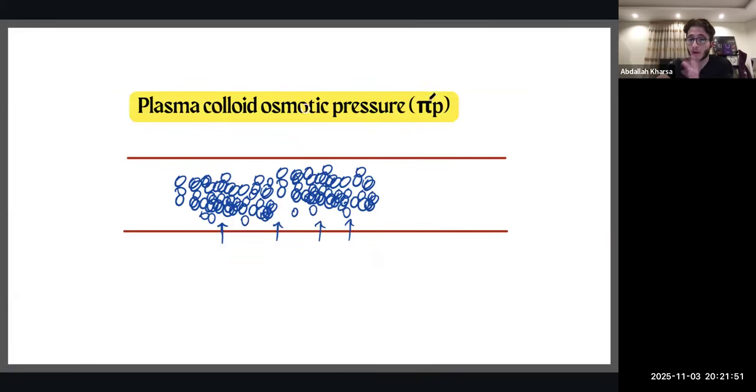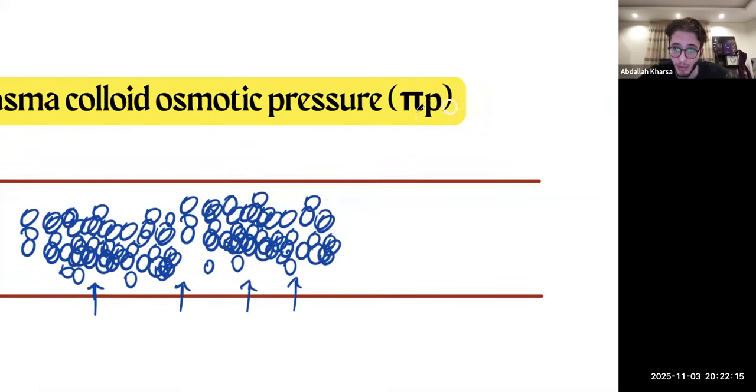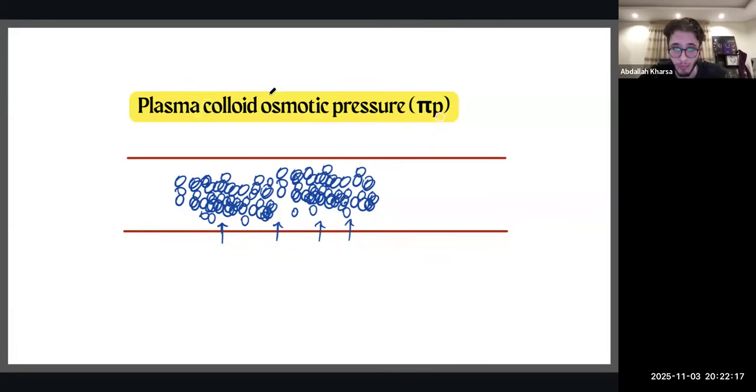And this is called the plasma colloid osmotic pressure. These proteins are going to suck blood inside, and this is called the plasma colloid osmotic pressure. So when you see osmotic, I want you to think proteins right away. Sorry, colloid, I want you to think proteins. Osmotic pressure is due to the proteins. When you hear plasma, I want you to think inside the vessel. Also when you see pi, proteins right away. P for plasma. Pi is proteins, or colloid. Okay.